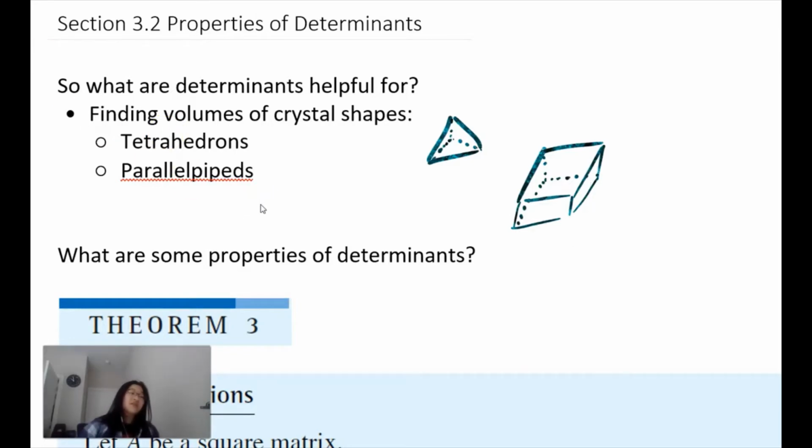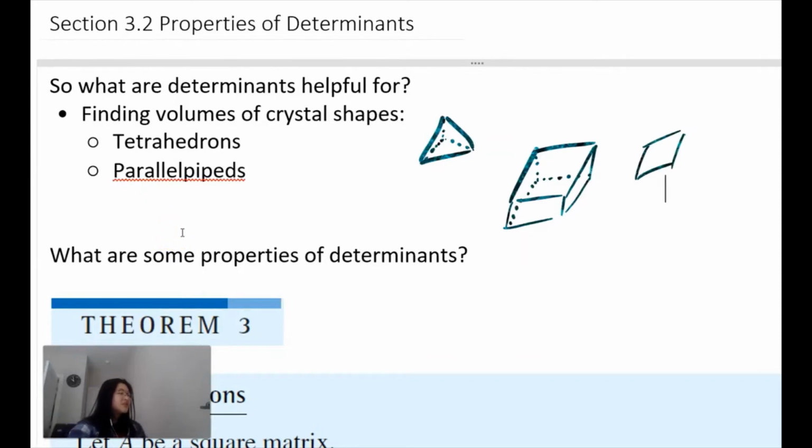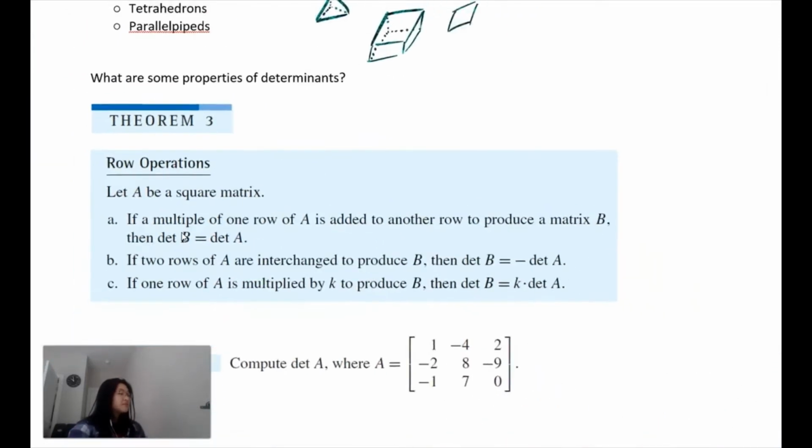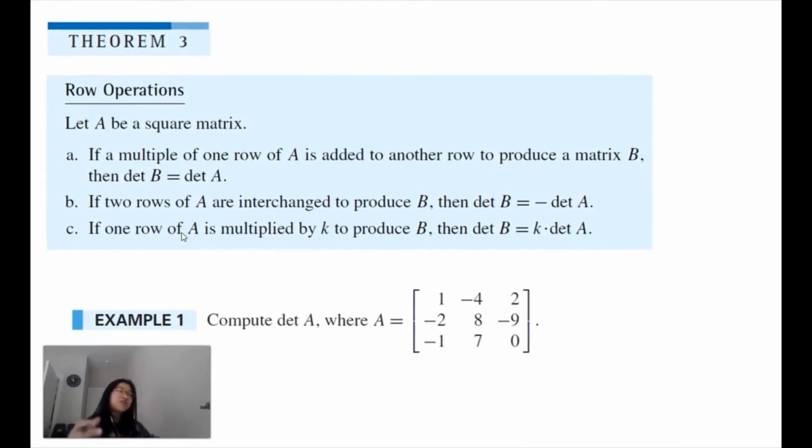And just taking that back a step, you can also find areas of parallelograms using determinants as well. So what are some properties of determinants? Let's look at that. If you have a square matrix and you're doing row operations on it, then some of those row operations change your determinant and some of them actually don't, which is pretty cool. So if you take a row, multiply it, and then add it to another row, if you're doing row reduction, then that actually doesn't change the value of your determinant.